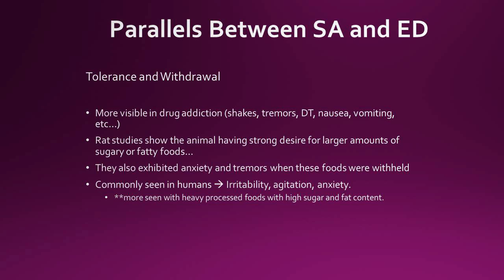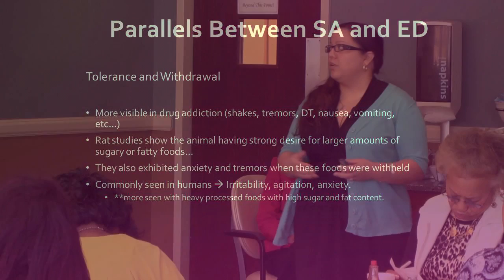And withdrawal. So withdrawal, we definitely see it in drug addiction. We have a detox unit here, tremors, shakes, risk of seizure, creepy crawly, sweats, chills, all that really fun stuff that folks go through, and a lot of stuff that they just want to avoid. But they also have withdrawal symptoms from food, which can cause irritability, agitation, anxiety. Typically, you're going to see a lot of caffeine withdrawal, but you're also going to see some sugar withdrawal where people do get really irritable, they do get really agitated, and have a hard time managing their feelings or their mood. And we see that a lot more with the heavily processed foods with high sugar and fat content.